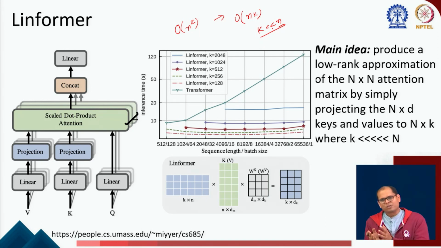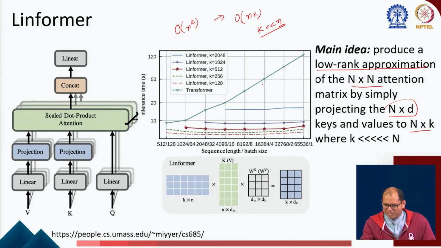Now Linformer also does that, in a slightly different manner. So what is the idea? They use a low rank approximation of the n cross n attention matrix, by projecting the n cross d key and value to n cross k. We will just see quickly how that happens, but this is the motivation.